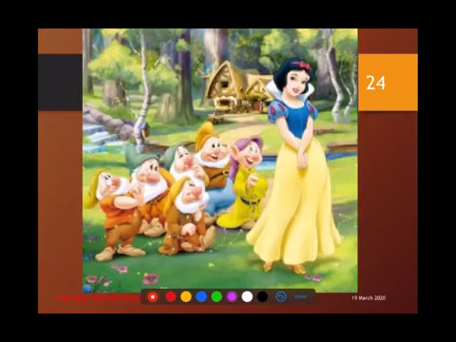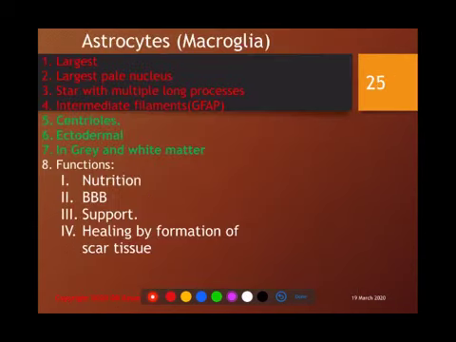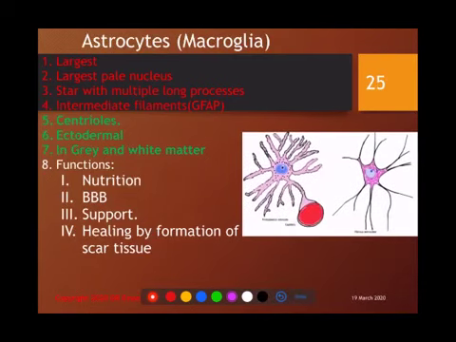Here, as I have said before, the neuroglia are numerous, 10 times the neurons, and we will discuss them now. First one is the astrocyte. Astrocyte has another name. You have to remember both names, macroglia or astrocytes. Macro means it is the biggest one, the largest one. So number 1, it is the largest. From its name, macroglia, it is the largest one.